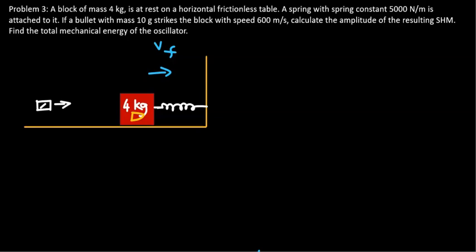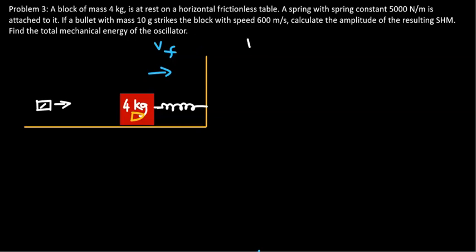And upon impact, the bullet-block system will take off with a speed of v sub f and will compress the spring right there. The spring will be compressed to a certain distance, let's call it A, and then after that it will decompress and then compress again, and so on and so forth, which will result in a simple harmonic motion with amplitude equivalent to that A. So before we calculate the amplitude A, we need to figure out what this v sub f is, this initial speed with which the block and bullet takes off after impact.